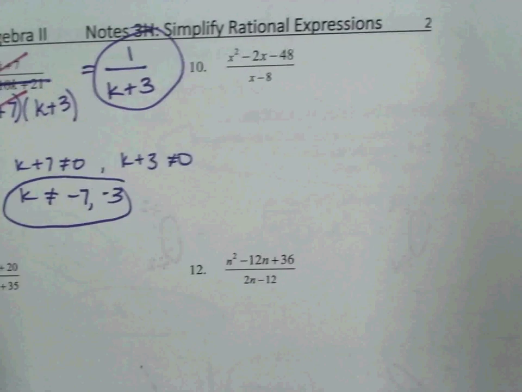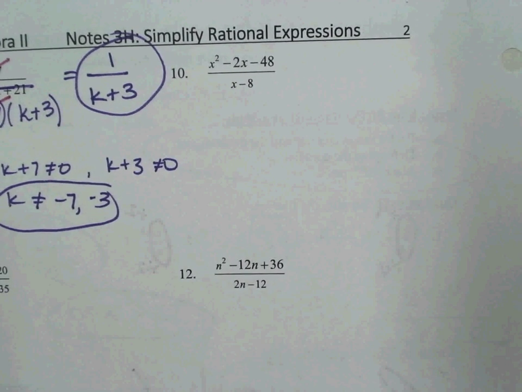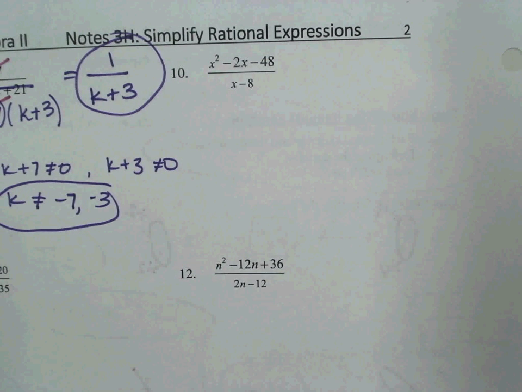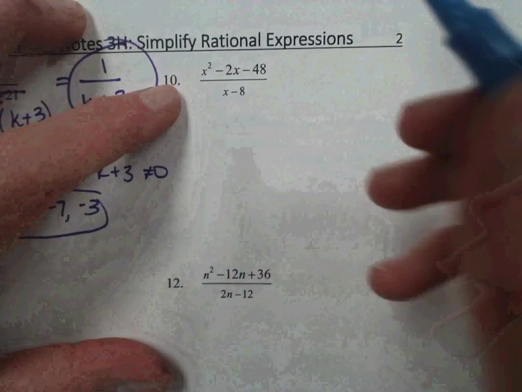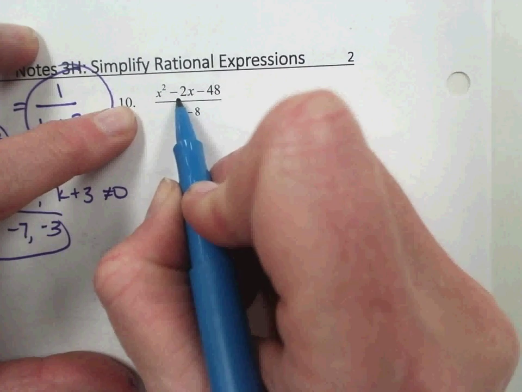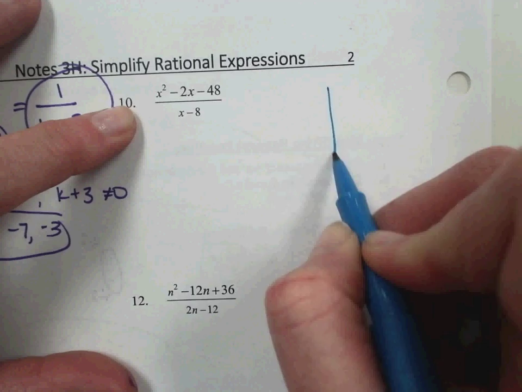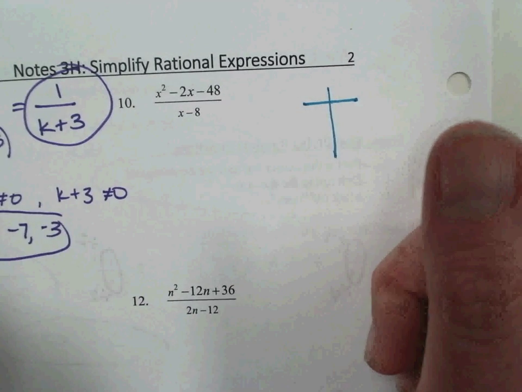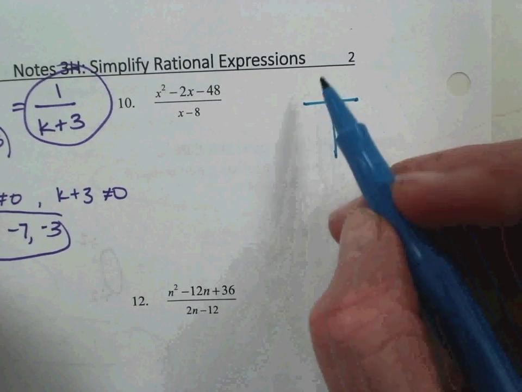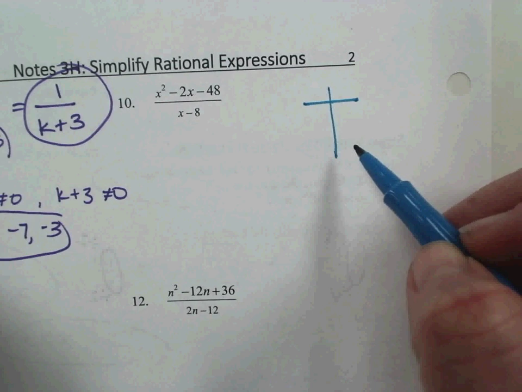All right, number 10. We're simplifying now. Number 10, x squared minus 2x minus 48. What number goes in the top left here, Richard?